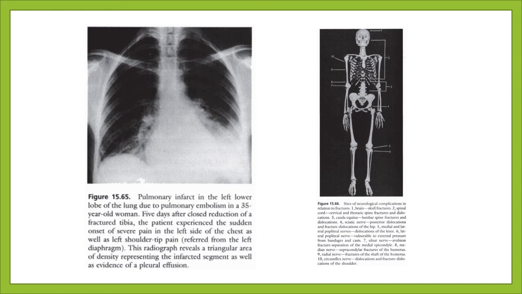6. Lateral popliteal nerve, vulnerable to external pressure from bandage and cast; 7. Ulnar nerve, fracture separation of the medial epicondyle; 8. Median nerve, supracondylar fracture of the humerus; 9. Radial nerve, fracture of the shaft of the humerus; 10. Circumflex nerve, dislocation and fracture dislocation of the shoulder.